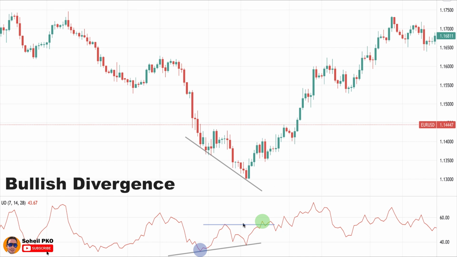Aggressive traders who want to take more risk and enter earlier may decide to enter a trade when the Ultimate Oscillator crosses above 50. But the safer option to minimize the risk is to wait until the oscillator crosses above the divergence high.